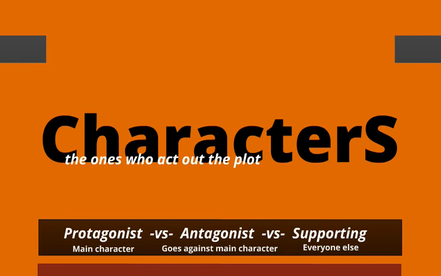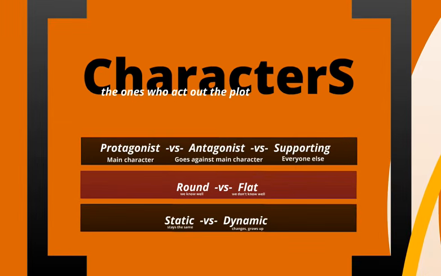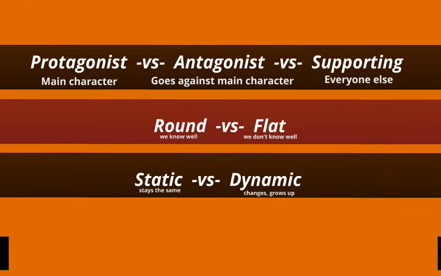Then we'll move on to characters. Characters are the ones who are acting out the plot. We're going to follow them. We're going to talk about 3 different things when we describe our type of character. First, we have protagonist versus antagonist versus supporting.